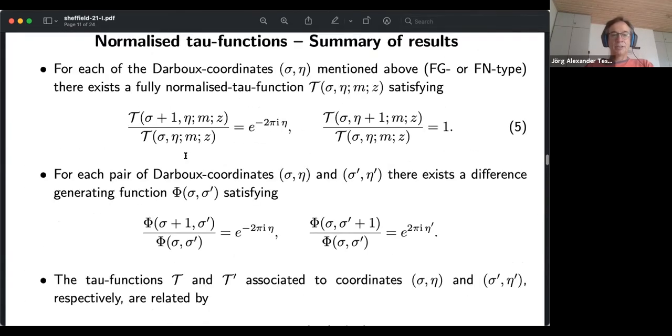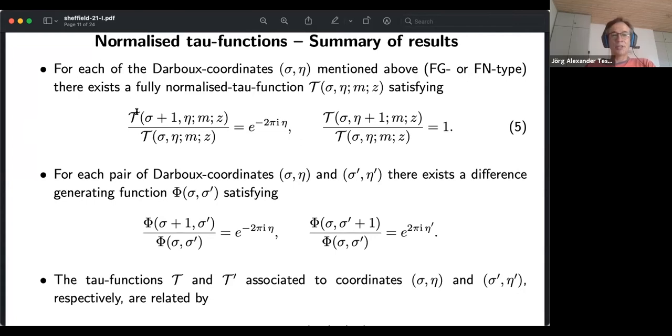So, assuming you have defined eta, you can view this equation here as a difference equation, which defines tau in terms of eta. And that is, I think, in spirit similar to something which has appeared in your talk, where there was a similar relationship between partition functions and what is often called the magnetic coordinate.